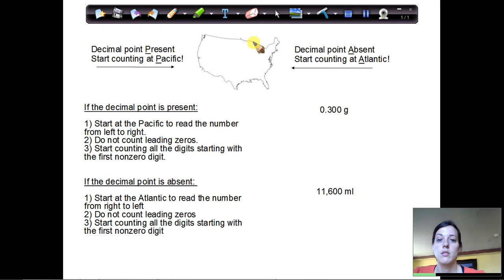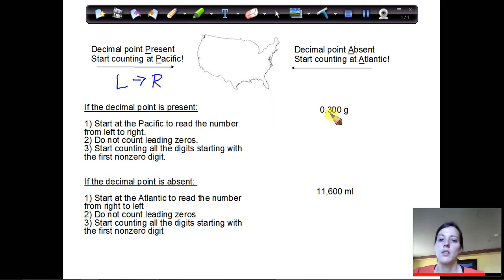But up here, let's look at the map of the United States first. If the decimal spot is present, we are going to start counting numbers at the Pacific Ocean and work our way over to the Atlantic. So basically, we're going to work our way from left to right.